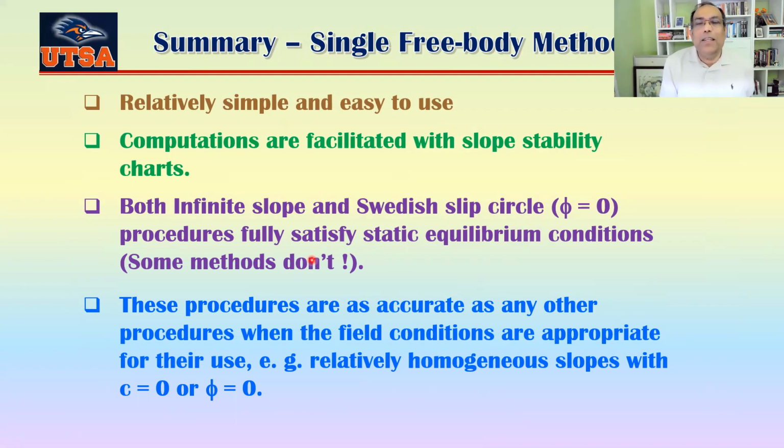Let's say, for example, they just satisfy summation of Fx equal to 0 and summation of moment equal to 0, but no summation of Fy, okay? But these methods actually satisfy all the conditions for static equilibrium. These procedures are as accurate as any other procedures when the field conditions are appropriate for their use, which means relatively homogeneous slopes with c equal to 0 or phi equal to 0 situation, okay?